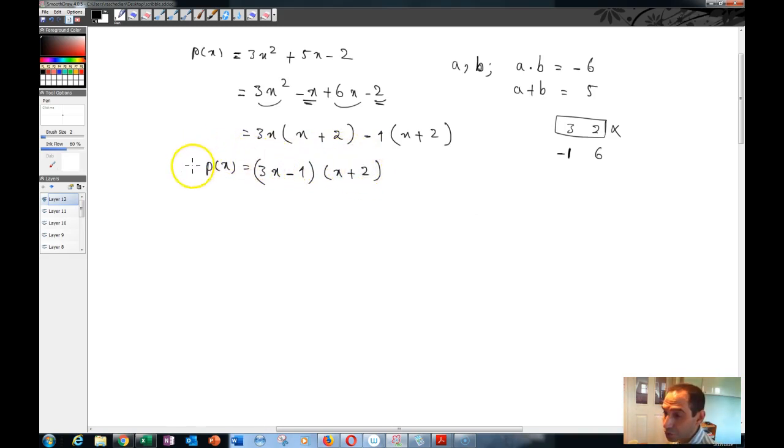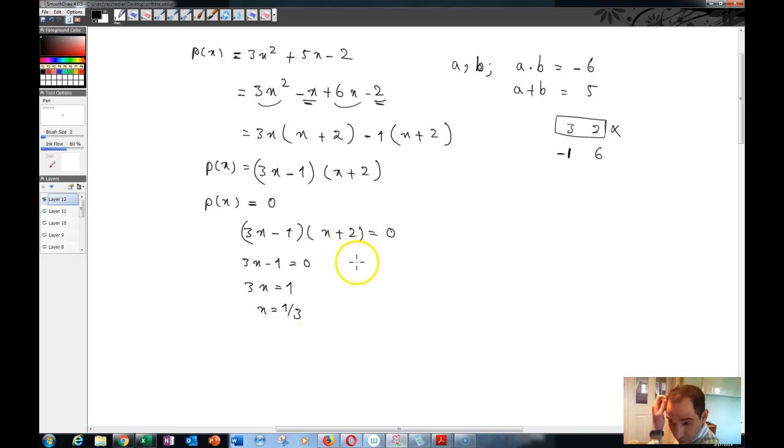Now in order to find the zeros of your polynomial, you have to set your polynomial equal to 0. So that means that 3x minus 1 times x plus 2 is equal to 0. So either this one is equal to 0 or this one is equal to 0. If 3x minus 1 is equal to 0, then 3x is equal to 1, or x is equal to 1/3. And if this one is equal to 0, then your x is equal to negative 2.